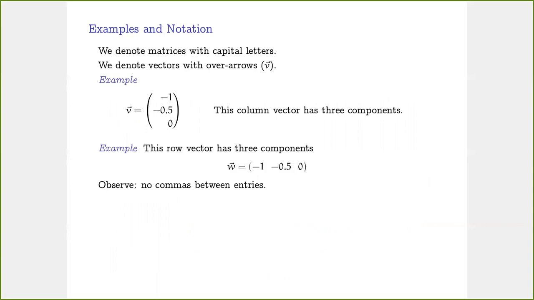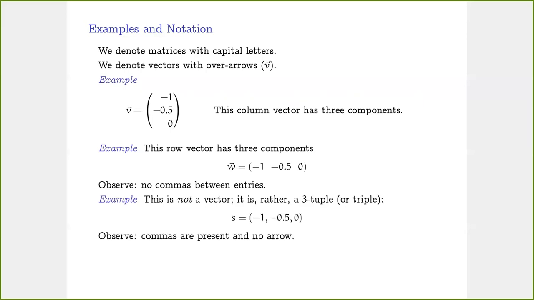Again, we denote matrices with capital letters, and we denote vectors with lowercase letters but with over arrows, as shown here. So here's an example. Here's a vector v. It's a column vector. It has 3 components, -1, -1/2, and 0. Here's a row vector. It has 3 components also. There are no commas between the entries, -1, -1/2, and 0.